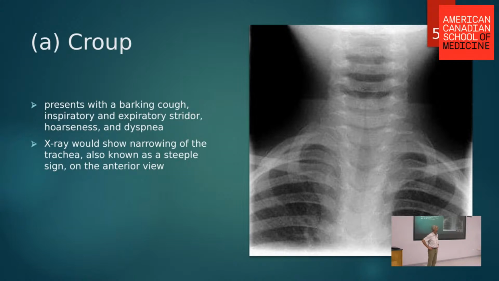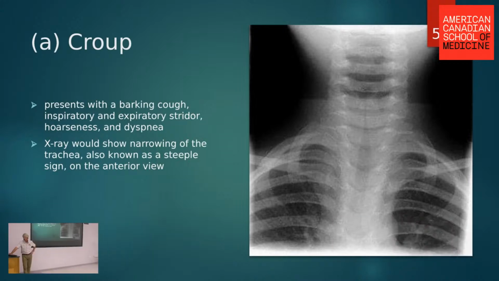If they present to you in the emergency department, we'll give them humidified air, and we'll probably give them a short course of steroids, usually a single dose of Decadron or something like that. This is what the x-ray would look like with croup. It's called the steeple sign. You can see that little black area in the middle that goes to a point. That's the airway, and you get this narrowing of the airway into a steeple.